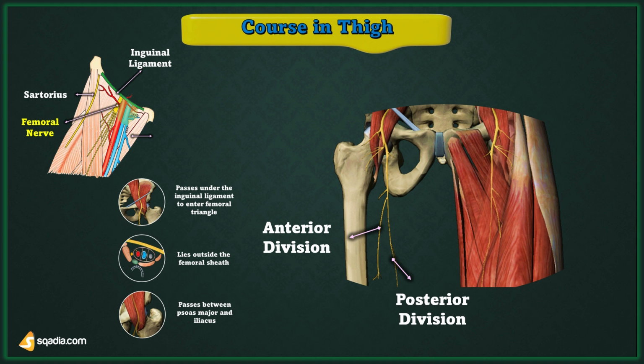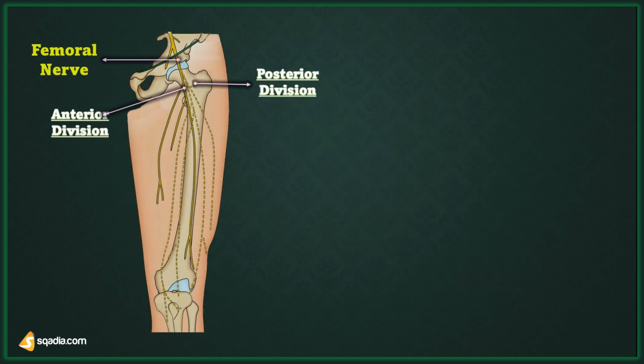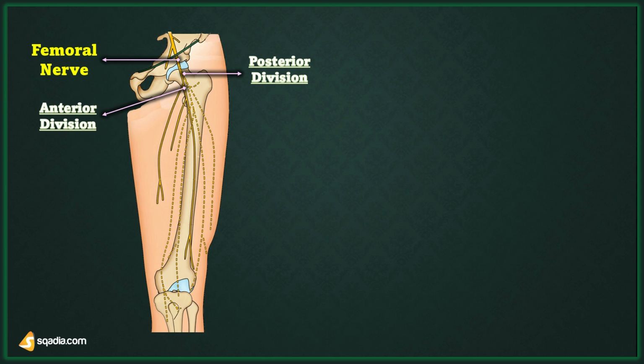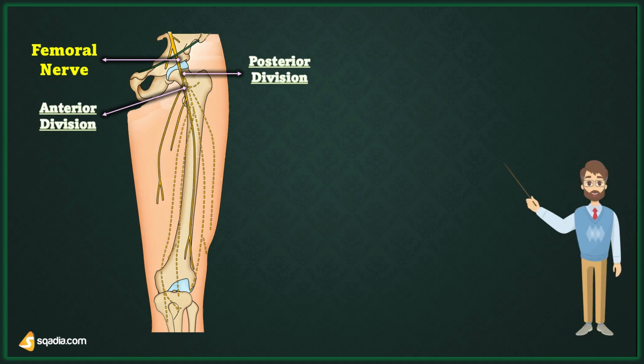In this illustration, you can see the femoral nerve runs deep to sartorius in the thigh. It divides into anterior and posterior divisions. Both divisions give rise to multiple branches that innervate various muscles and regions of the thigh and lower limb. To study these branches, we will use this diagram. I will talk about the branches in a minute, but let me give you a pointer first.